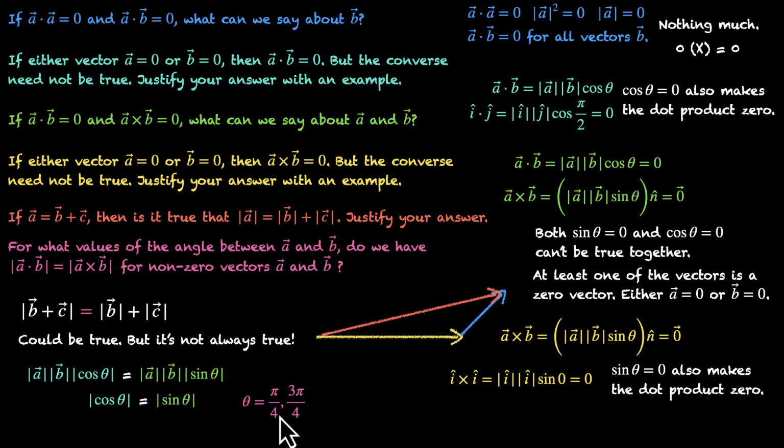For 3 pi by 4, we'll have sine of 3 pi by 4 as 1 by root 2 and cos of 3 pi by 4 as minus 1 by root 2. But their magnitudes will be equal because we'll take the positive values.